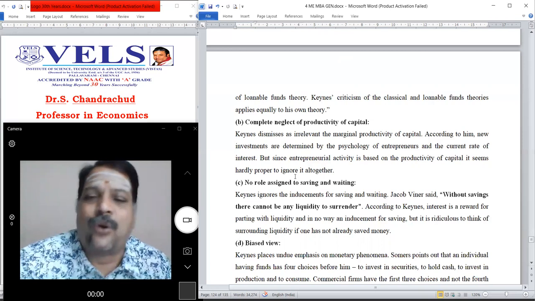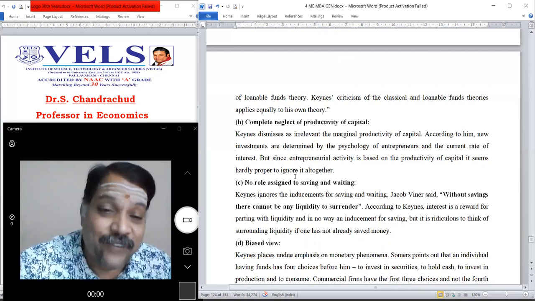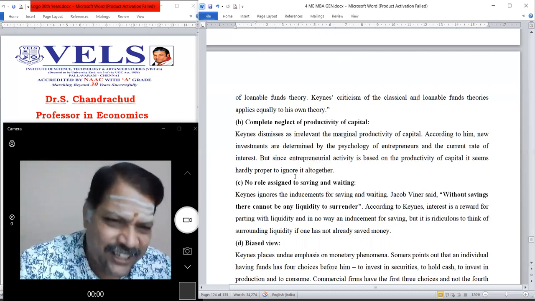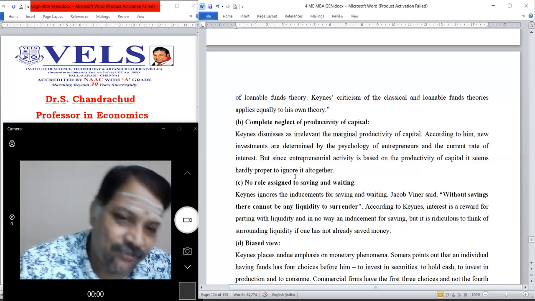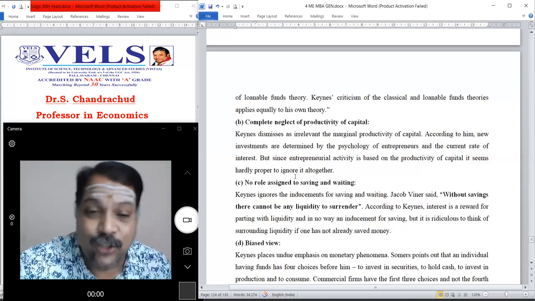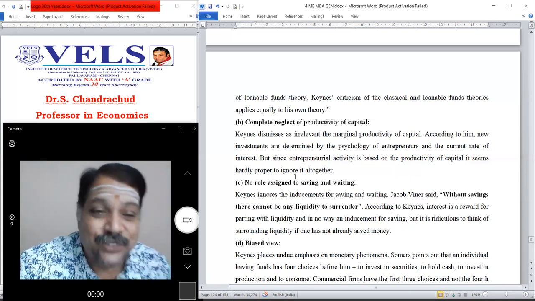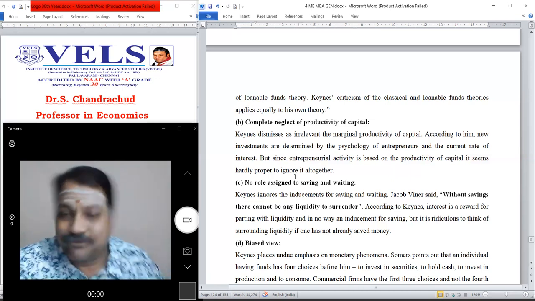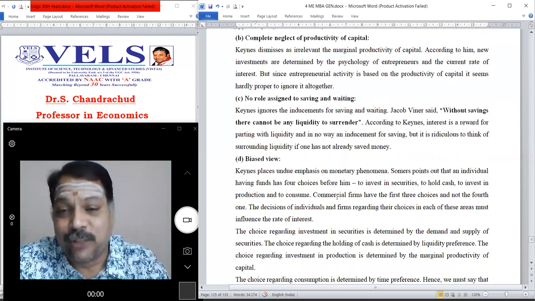The third criticism is that no role is assigned to savings and waiting. Keynes ignores the inducement of savings and waiting. Jacob Viner made a very clear statement: without saving, there can't be any liquidity to surrender. According to Keynes, interest is a reward for parting with liquidity and in no way an inducement to savings. But it is ridiculous to think of surrendering liquidity if one has already saved the money. So this criticism is very important for this liquidity preference theory.